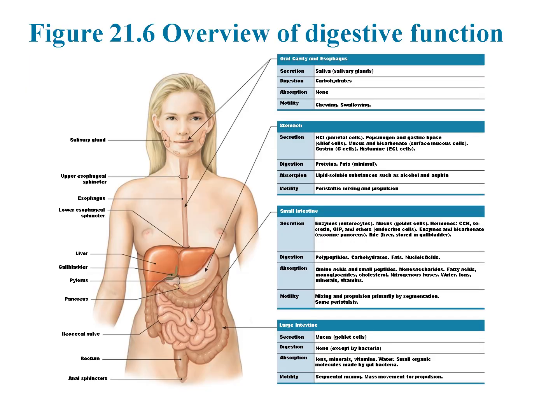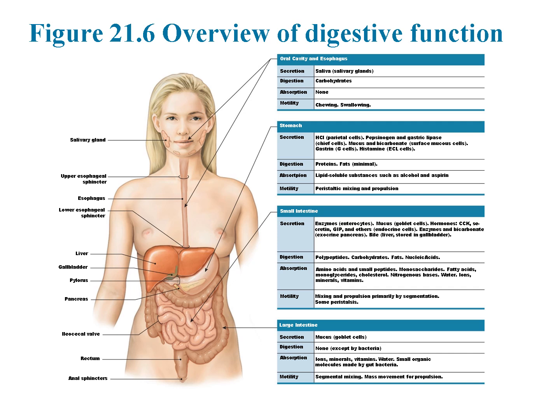This figure provides an overview of digestive function, highlighting the roles of different regions of the digestive system in secretion, digestion, absorption, and motility. Digestion begins in the oral cavity and esophagus. The salivary glands secrete saliva, which contains enzymes that initiate the breakdown of carbohydrates. Although no absorption occurs here, chewing and swallowing facilitate the movement of food into the esophagus.